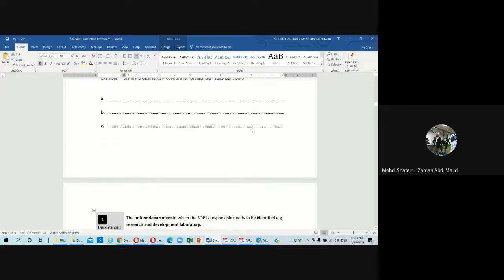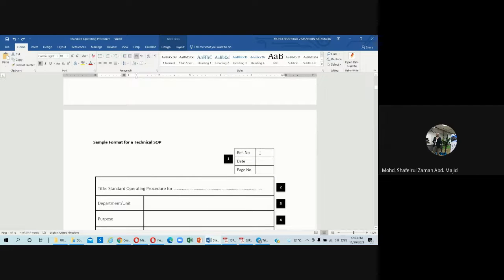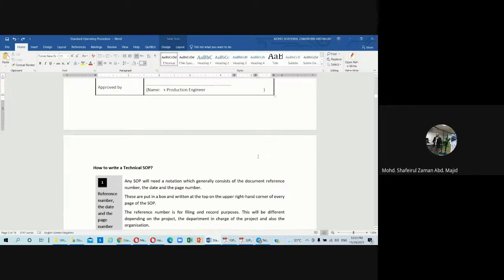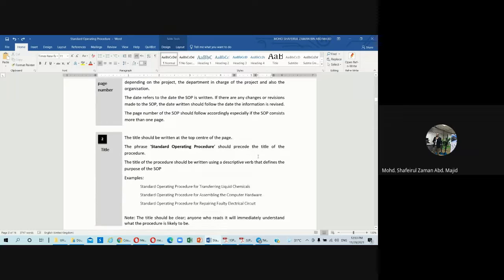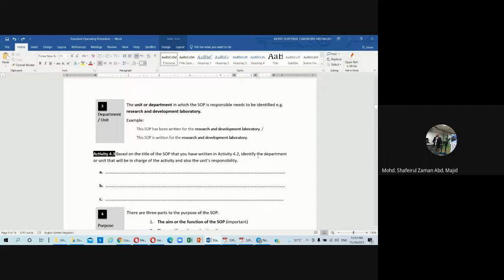Okay, for example, the reference number here, if it is stated in the question paper, you have to use the same reference number given in the question paper. If it is not given, then you can create it on your own. All right. So the same goes for the department or unit over here. If it is given in the question paper, you have to use the same information.